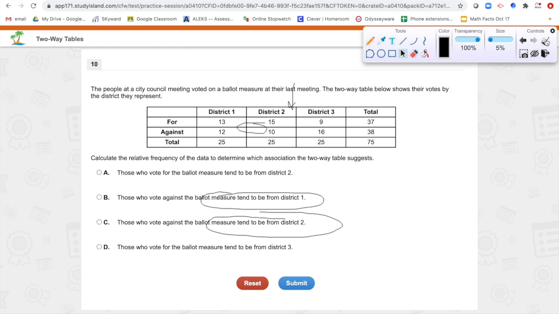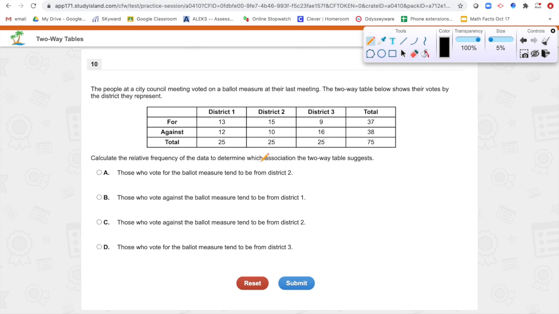Alright, final question. So people at City Council voted on a ballot measure at their last meeting, and they're from 3 different districts, and they either voted for or they voted against. Once again, we could look at the relative frequencies if we wanted to, but we don't really need to. But it's just looking at, okay, we have 13 out of 37. We would have 12 out of 38, 10 out of 38, 16 out of 38, so on and so forth. So the first one. Those who vote for the ballot tend to be from District 2.